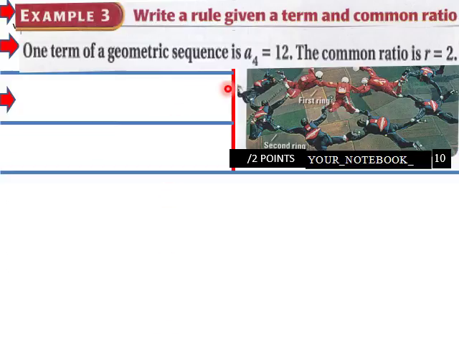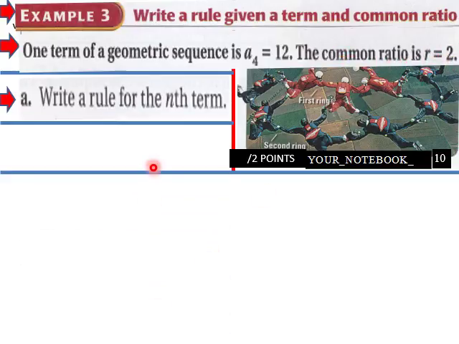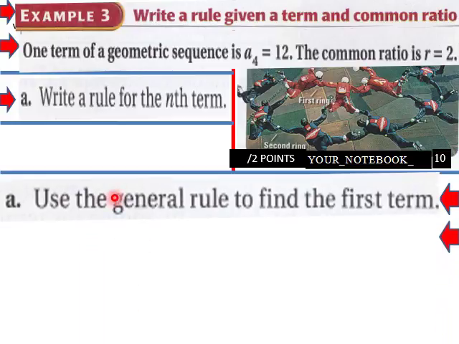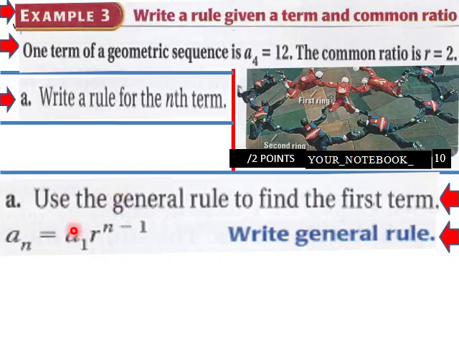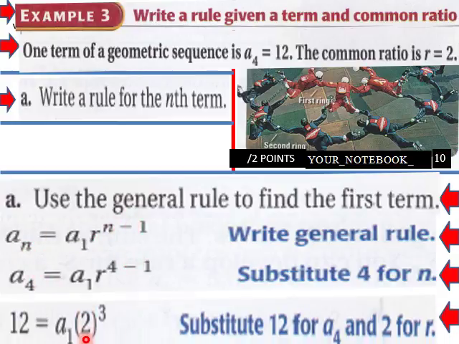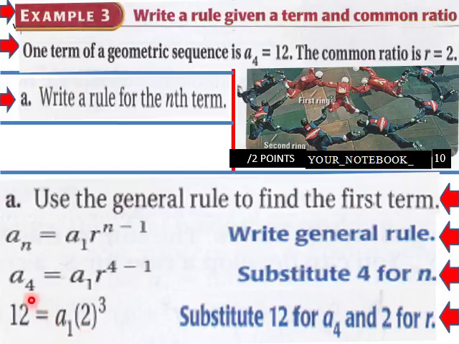Write a rule for the given term. So we have a geometric sequence where a sub 4 equals 12. The common ratio is r equals 2. Write a rule for the nth term. Now we have to write a rule for the nth term. Use the general rule to find the first term. Here's our general rule. And then now we plug in the information that we have. A sub 4 would equal a sub 1 times r to the 4 minus 1 here. These match here. These match here. So substitute 4 for n, and we know that 12 is a sub 4.